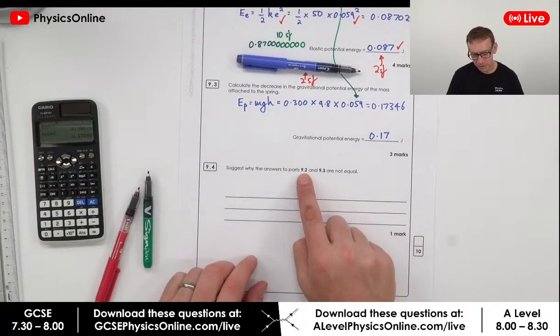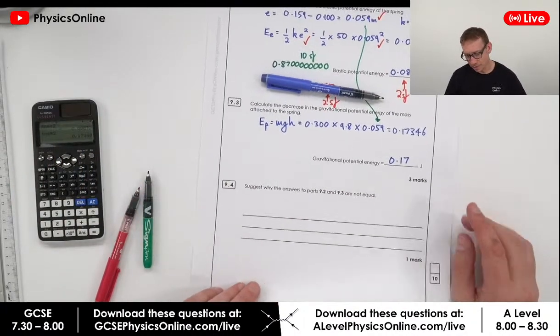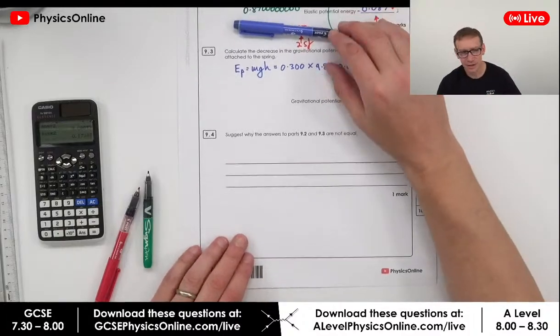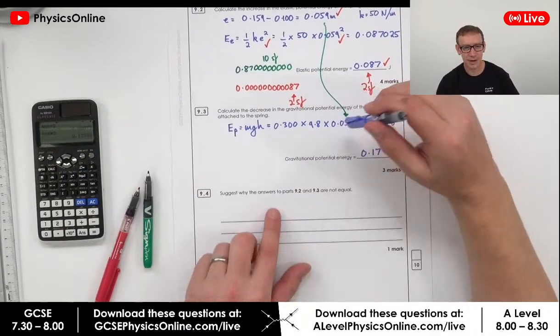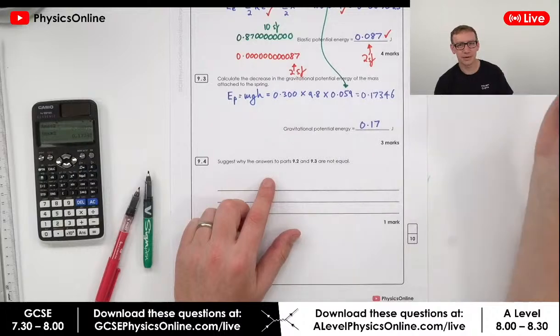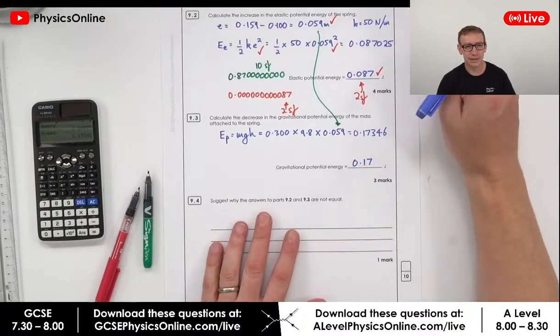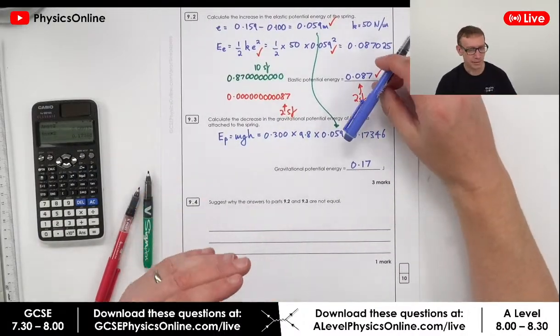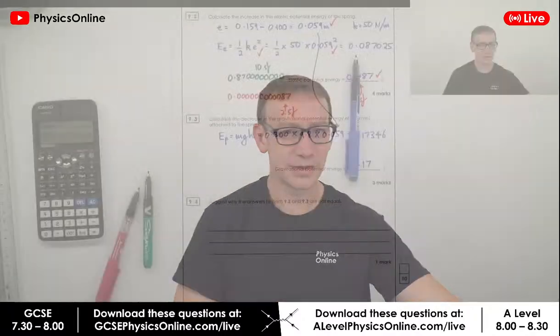Suggest why the answers to part 9.2 and 9.3 are not equal. So this question here, I reckon if you're an A-level person coming in for the stream now in a couple of minutes' time, even an A-level student would find that difficult. So what we're saying is that when you've got this spring with a mass on it, and the spring extends and we have some energy stored in the elastic potential energy store of the spring, that energy stored in the elastic potential energy store isn't equal to the amount of gravitational potential energy and how much that's changed by.